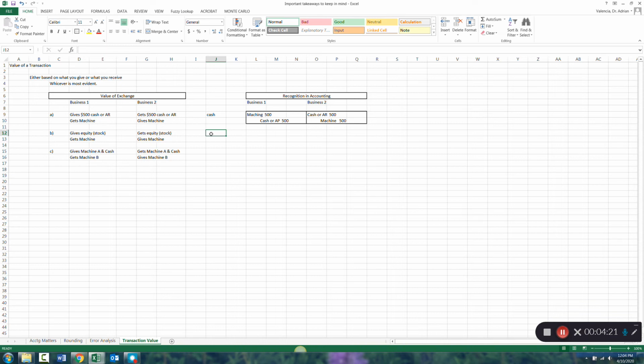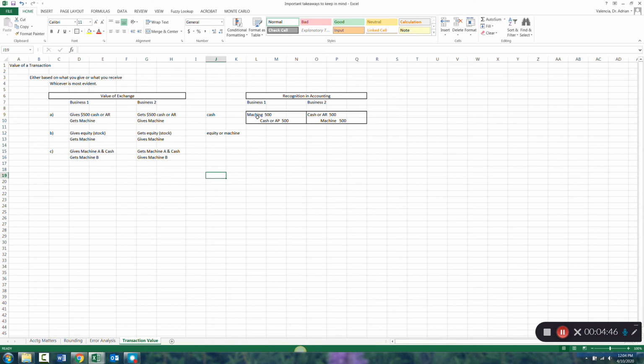And once the worth of that transaction is determined, then the journal entry would just be the same as we did here, except for the correct value, whatever that may be. Okay? So keep that in mind. Whenever we're not dealing with cash, a decision has to be made as to what the value of that exchange is.